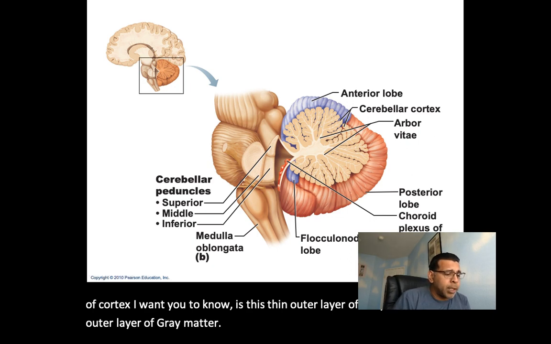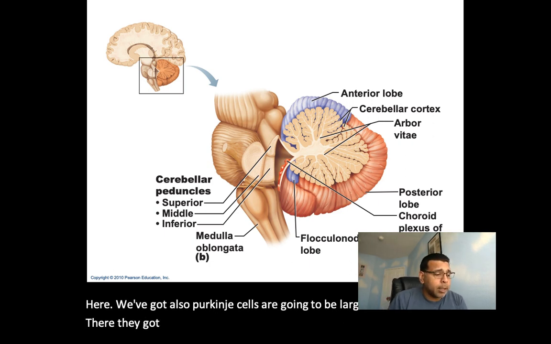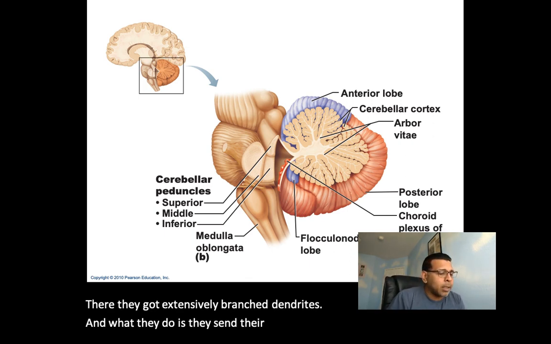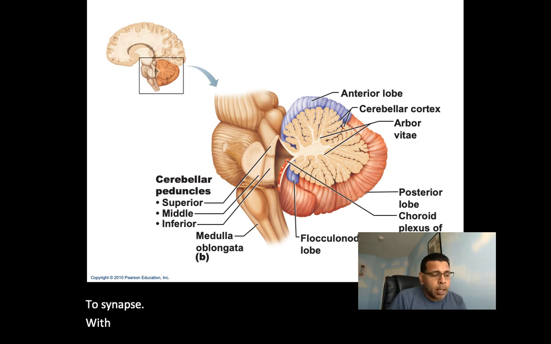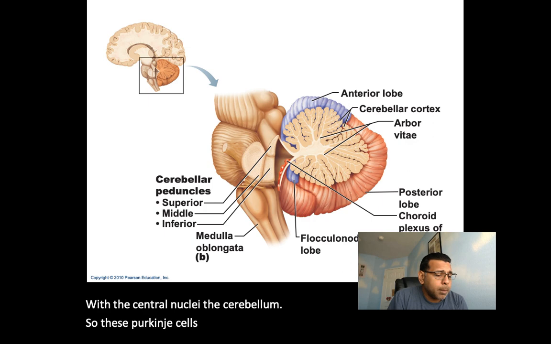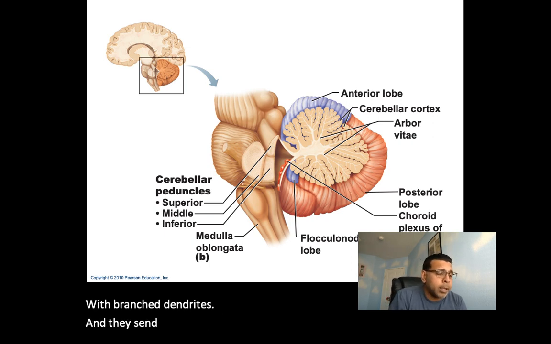Here we've got also Purkinje cells. They're going to be large cells. They've got extensively branched dendrites. And what they do is they send their axons through the white matter to synapse with the central nuclei of the cerebellum. So these Purkinje cells are large cells with branched dendrites, and they send axons through white matter to synapse with the central nuclei of the cerebellum.